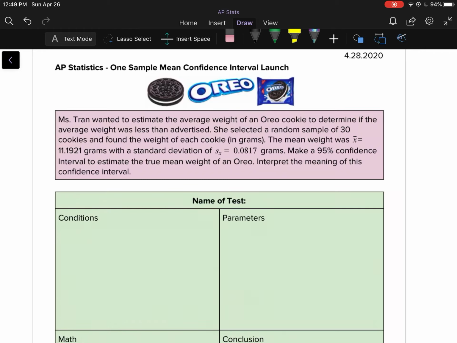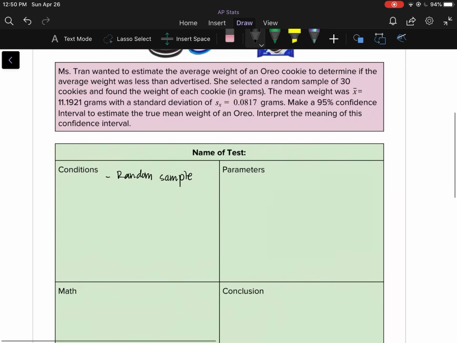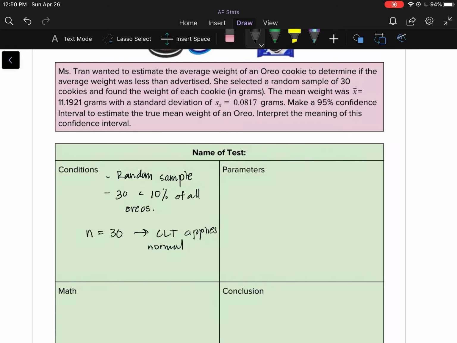So first, in order for us to do this, we need to check our conditions. Because we're looking at a sample mean, there's a few things we've got to check. First, this was a random sample. We can assume that 30 cookies is less than 10% of all Oreos. And we know that the sample size is equal to 30, which means CLT applies, and this is a normal distribution.